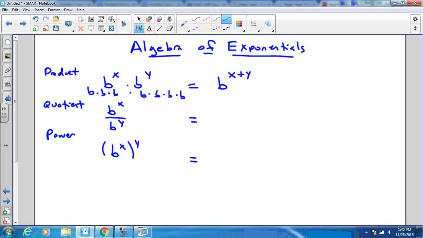Whereas the quotient rule is canceling factors of b, so b to the x over b to the y is the same as? Now I'm counting factors of b, so I get b to the x minus y. Now here's a fancy thing. Notice that multiplication is commutative, so this is the same as b to the yx, which is going to be the same as b to the y to the x power. So notice that I can reverse my order of exponents here if I need to.